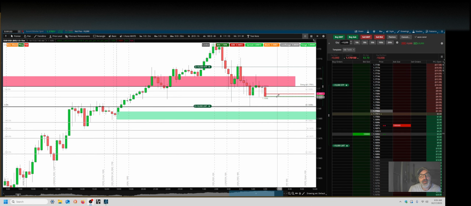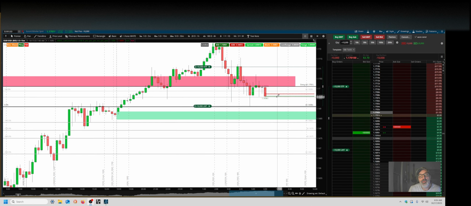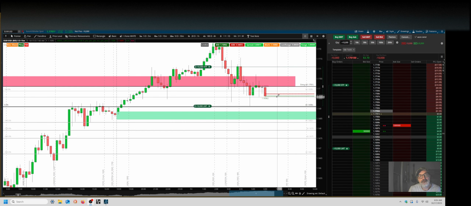And this is where we're being held up a little bit, and this is where I would be looking at the order flow. But there's no order flow in Forex. So we have to rely on other means to manage this account.